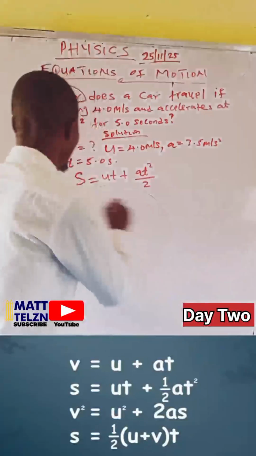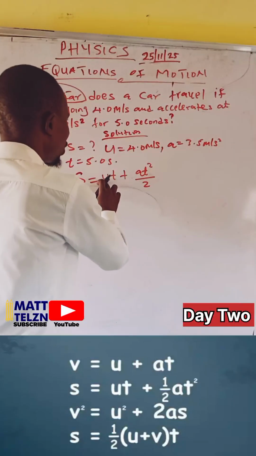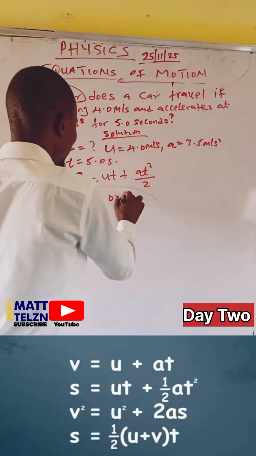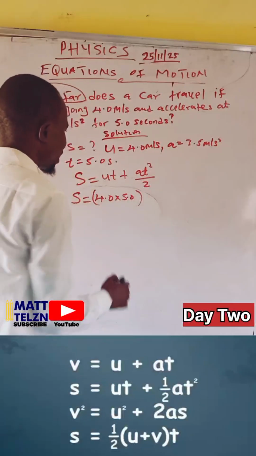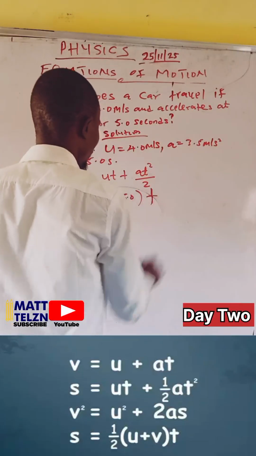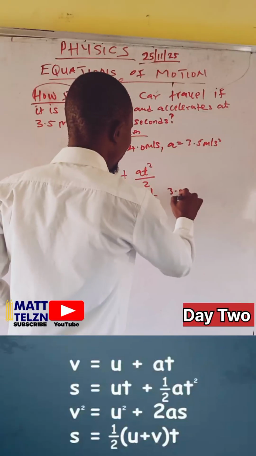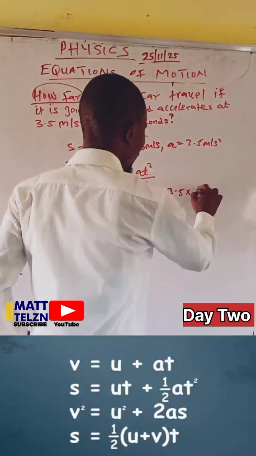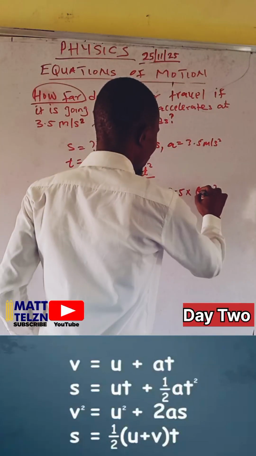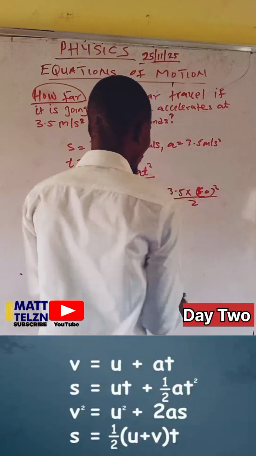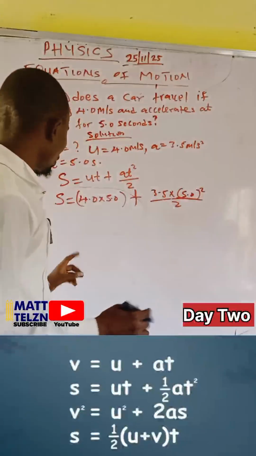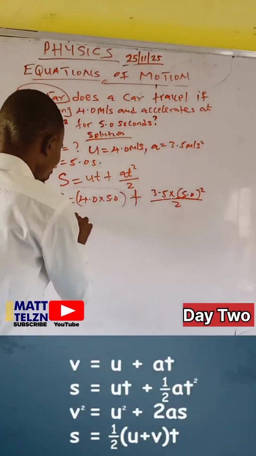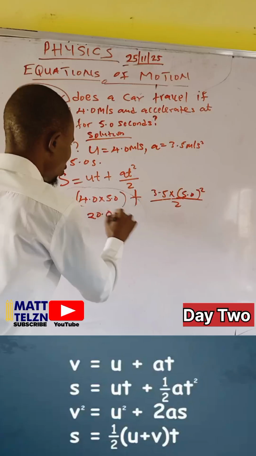Good. So the next thing you substitute, my distance is equal to my u, which is 4.0, times my t, which is 5.0. I will multiply them, then add plus my a, 3.5, times my time, which is 5.0 square, right? Divide by 2. Good. So the next thing I will multiply 4.0 times 5.0. Here I'm going to have 20.0, right?